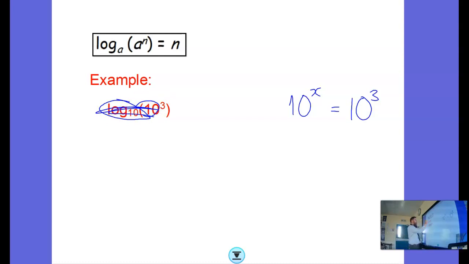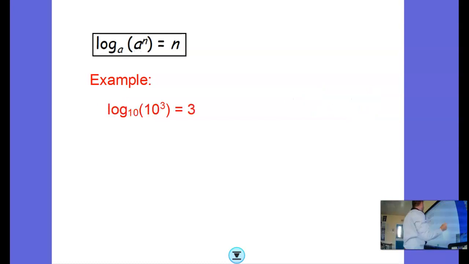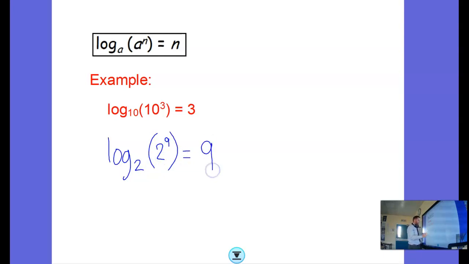So if you ever see the same base in here, and then the base of a power that you're trying to find the logarithm of, you can kind of scrub it all out and it's just n. So in that particular example, log base 10 for 10 to the power of 3 is 3. If we had log base 2 for 2 to the power of 9, it would be 9. This isn't good maths teaching, but you can kind of scrub all that out and just take the power there. Because we're saying, what power of 2 gives me 2 to the power of 9? Well, 9. Hopefully that makes some sense.